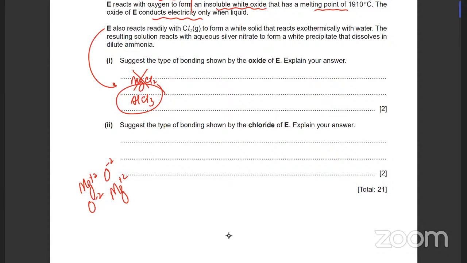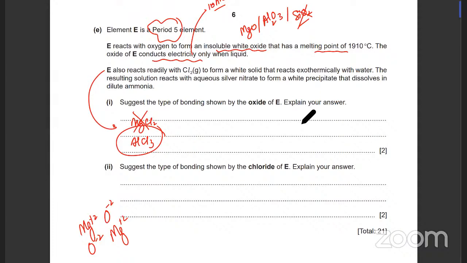Just suggest the type of bonding by the oxide of Fe. You're going to say it's ionic. And what's the main reason for that? What are the properties of ionic? What is the evidence that it's ionic? You're going to write or explain that it's got a high melting point, plus it conducts electricity when liquid, which means that it has free moving ions.